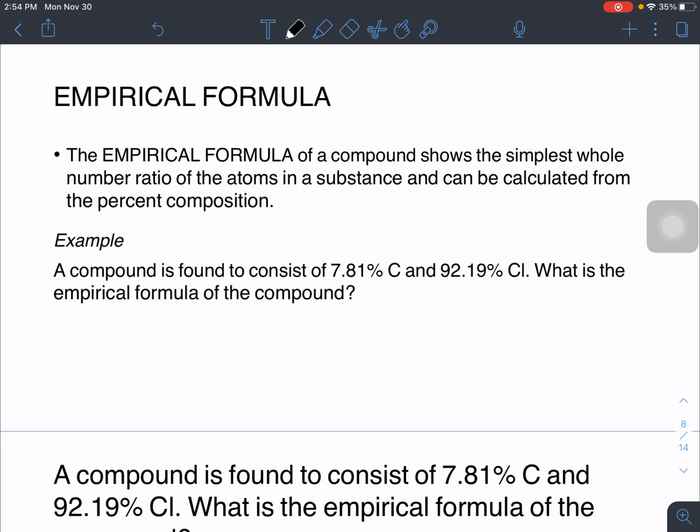So empirical formula describes the ratio of elements in a compound, so it only shows the simplest whole number ratio. So let's have an example. Let's say a compound has 7.81% carbon and 92.19% chlorine. What would be the empirical formula of the compound? We will do this step by step.